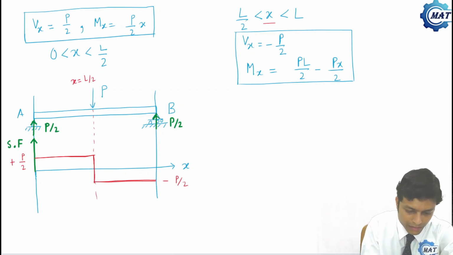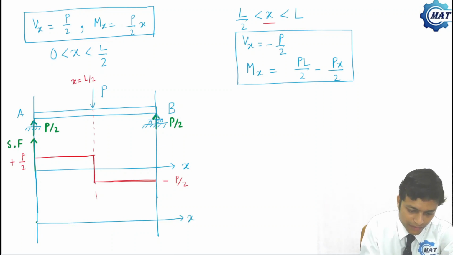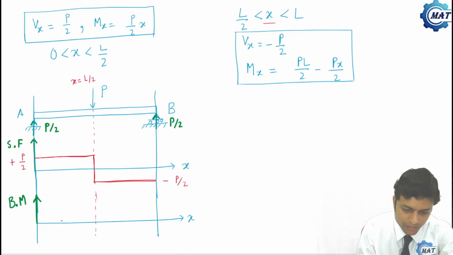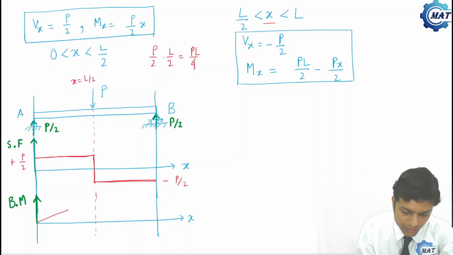Next is the bending moment diagram. Mx is P by 2 x up to L by 2. At x equal to L by 2, the value is P by 2 into L by 2, that is PL by 4. So this value is PL by 4, and this is the equation of a straight line.